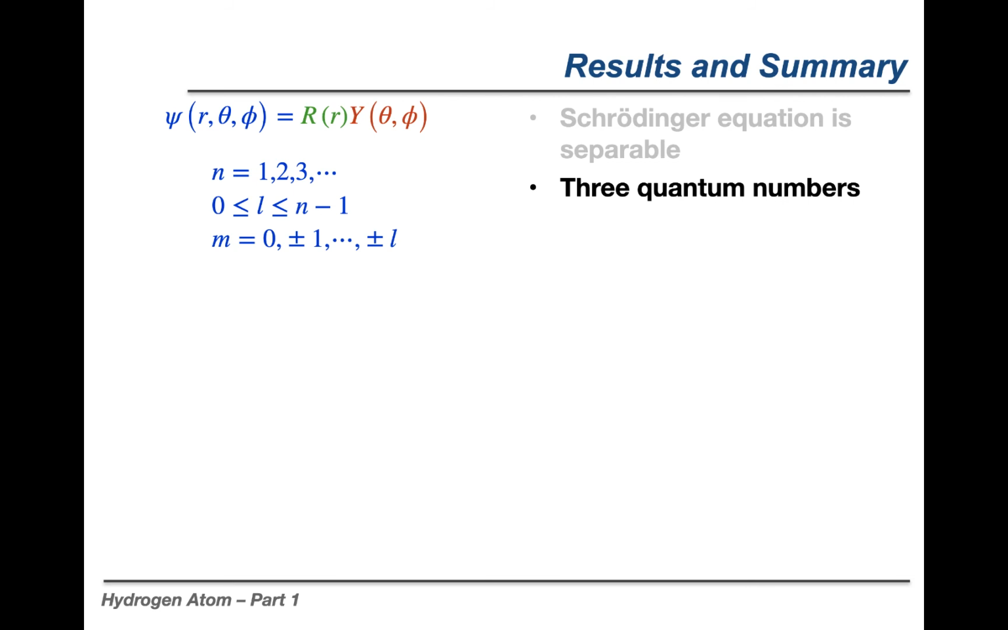M ranges from negative L to plus L by integers. So if L is equal to 2, then M can be negative 2, negative 1, 0, 1, or 2.